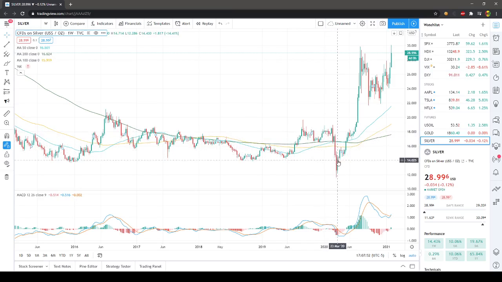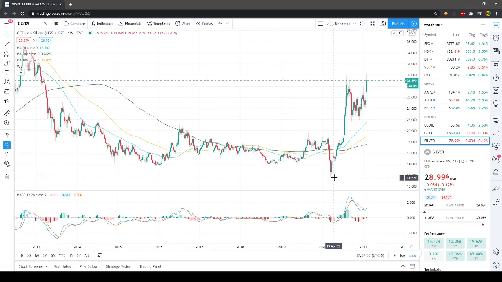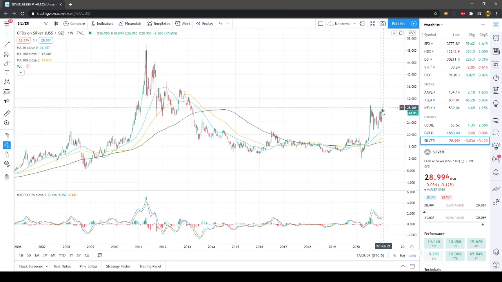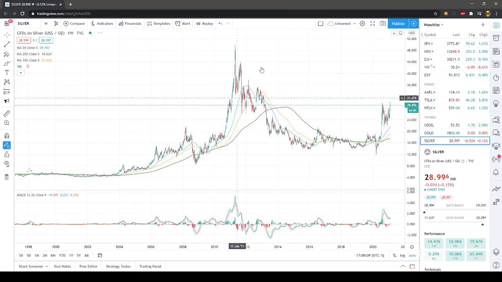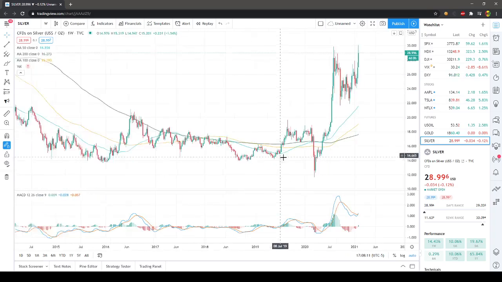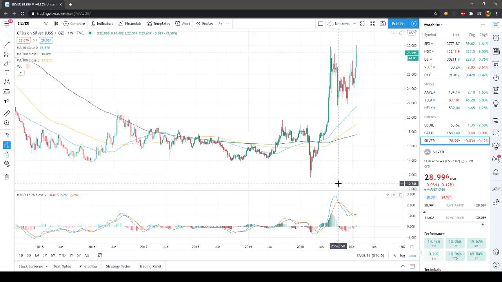Nope. It broke down during the March crash, which in hindsight, if money is getting printed, why would you sell silver or gold? I don't know. But people bought it up, and as you can see, we could be on a new bull run for silver, but that's another video. And then now we're gonna go to RSI.